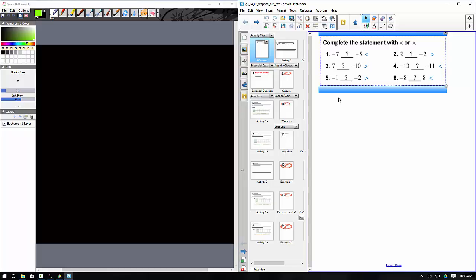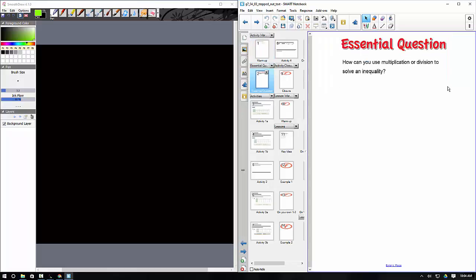Make sure that when we're working with negative numbers, it's kind of counterintuitive. It almost seems opposite, but the closer to 0 for negative numbers, the greater the value is. Our essential question: how could you use multiplication or division to solve an inequality? What's nice about this is it's basically chapter 3 with solving equations, and we're just putting that inequality sign in.